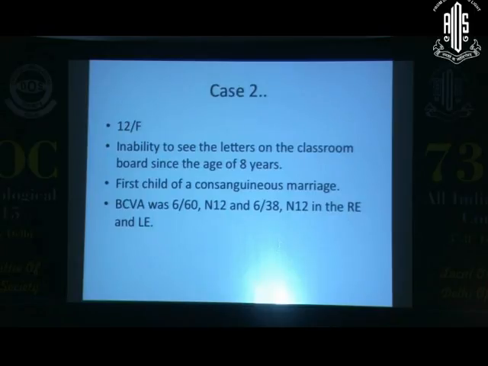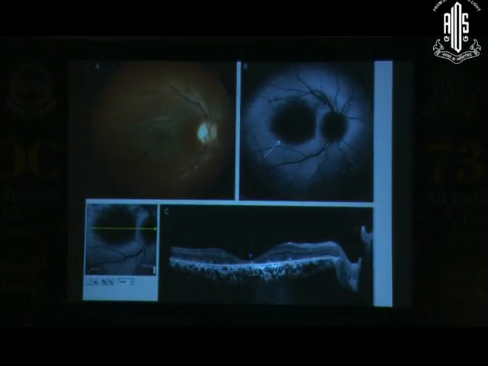Let's look at this. This is a 12-year-old girl, a very bright girl, who in fact wants to pursue medicine. Her main problem is she's been unable to read the letters in the classroom for some time. Vision is 6/60 N12 and 6/38 N12, and that's her fundus. So you have that classic beaten bronze appearance that we talk about.